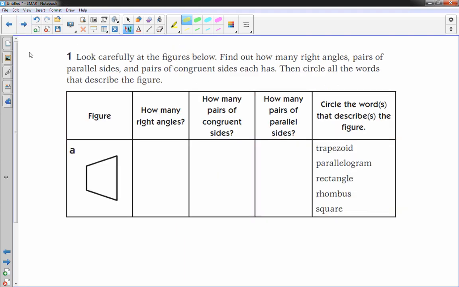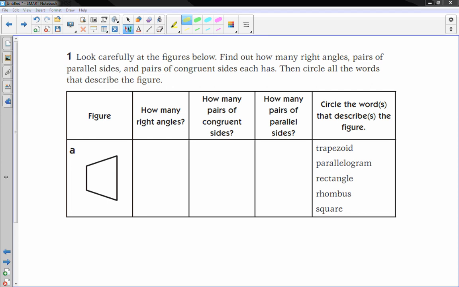So let's move on. In this worksheet that you've done once before, I'm giving you the opportunity to use it as practice, just to get more comfortable with these different quadrilaterals. So number 1 says, look carefully at the figure below. Find out how many right angles, pairs of parallel sides, and pairs of congruent sides each has. Then circle all the words that describe the figure. Okay. Easy enough, I think.